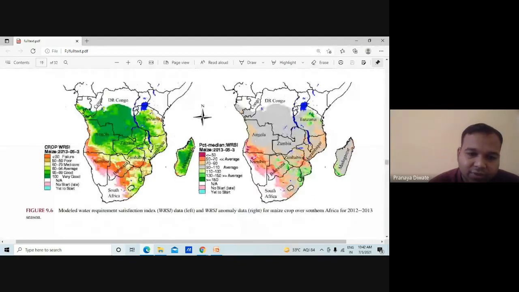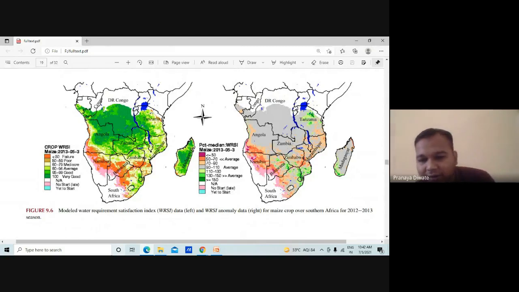Next, this is a modeled water requirement satisfaction ratio data and anomaly data. This is only for Southern Africa.